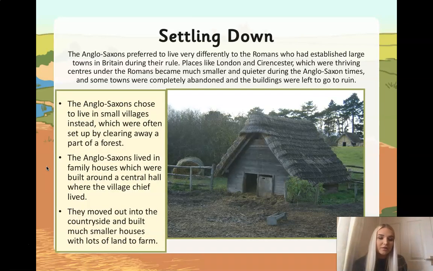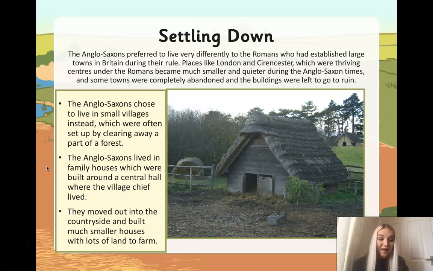So we are going to look today at where the Anglo-Saxons lived. Now the Anglo-Saxons preferred to live in a very different environment to the Romans. We know the Romans had established large towns in Britain when they were ruling it, and during the Anglo-Saxon times, places that were really thriving during the Roman era, such as London, for example, became much smaller and quieter.